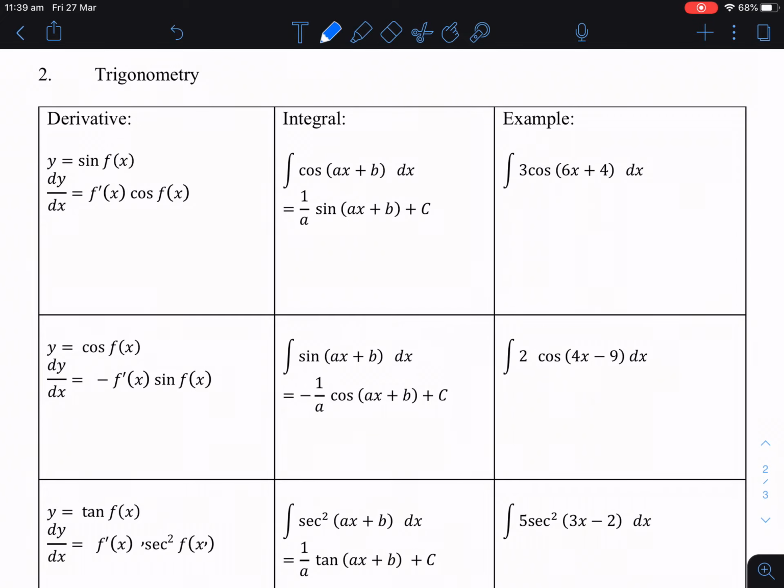In this video, we want to look at the integration of the three trig functions that we want to deal with. And they're going to be cosine, sine, and secant squared. Let's remind ourselves of the derivatives.